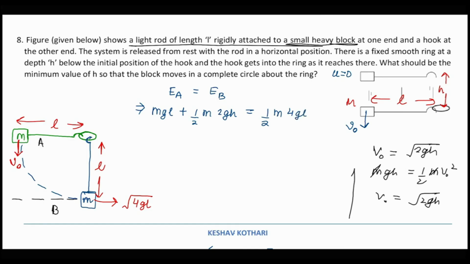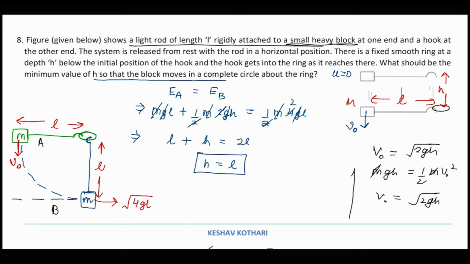So 2 and 2 cancel out from here. If we remove all the mg's, we get L plus h is equal to 2L, or we get h is equal to L. So the minimum value of h so that the block moves in a complete circle is h is equal to L. So for this particular problem, h is equal to L is the correct answer that we are looking for.